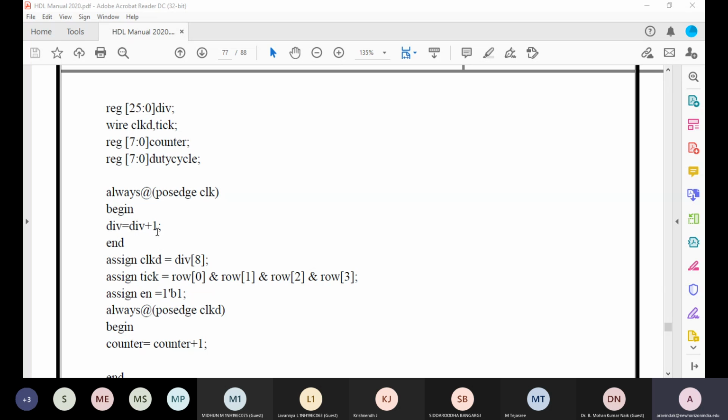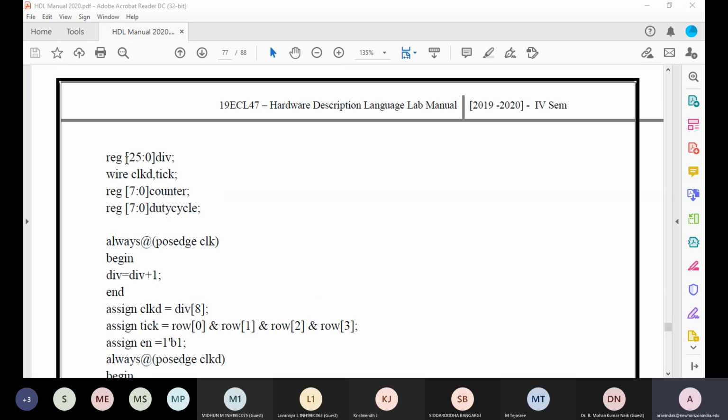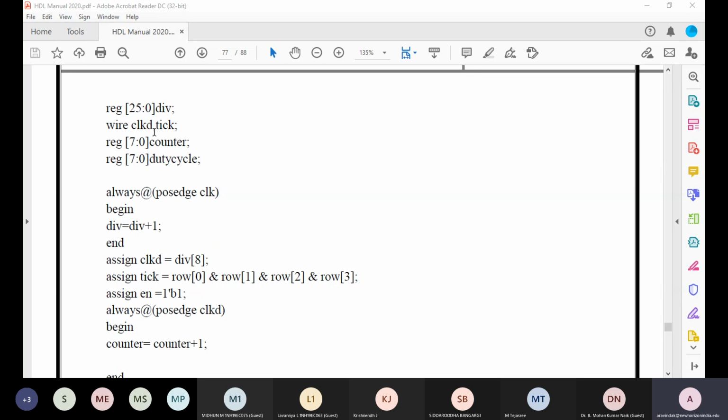I already gave you the hint. The next bit is 1 megahertz. The next bit is 500 kilohertz. The next bit is 250 kilohertz. That way it goes on. So the div 8, 0, 1, 2, 3, 4, 5, 6, 7, 8, that way, because we have declared this reg as 25 colon 0. So starting from 0, 0 is LSB. 0, 1, 2, 3, 4, 5, 6, 7, 8 means it is the 9th position of the signal div.